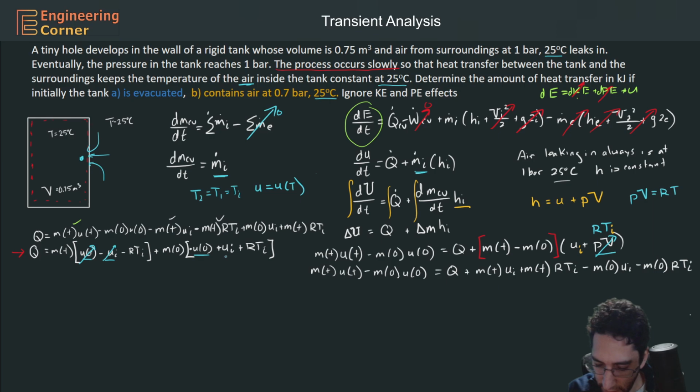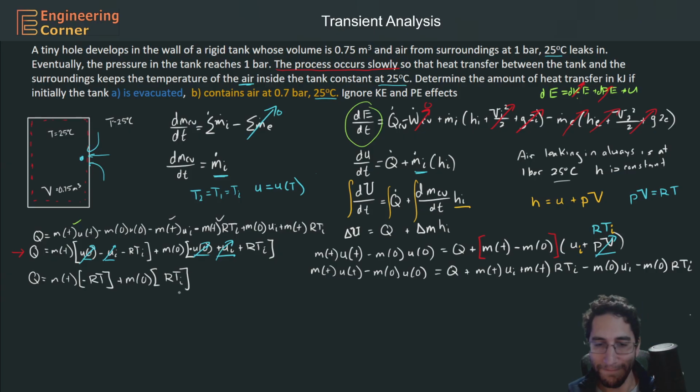This internal energy and this internal energy are the same, and they're also being subtracted from each other, right? Because I have a minus sign that I sort of forgot out here. So these go to 0. So now I can rewrite this equation. So this is mass at time t times minus RT, plus mass at time 0 times RT, times my temperature. So this is the equation I actually want to go with.